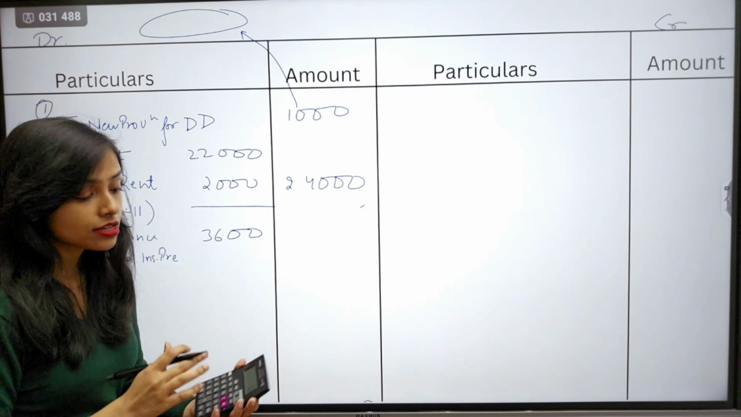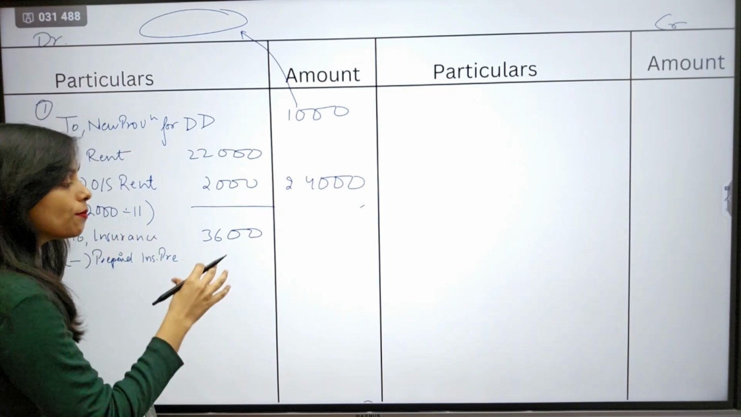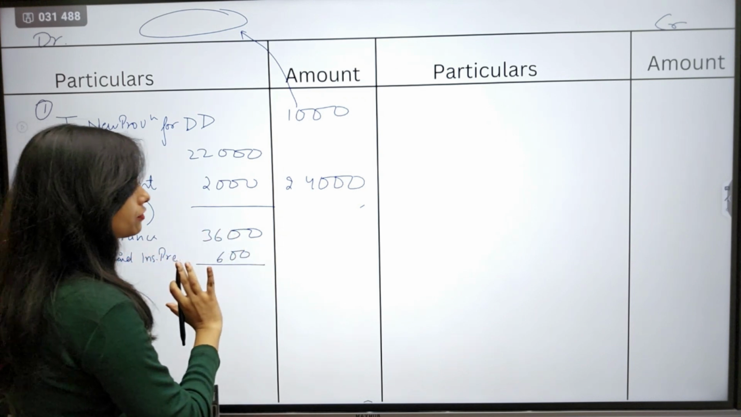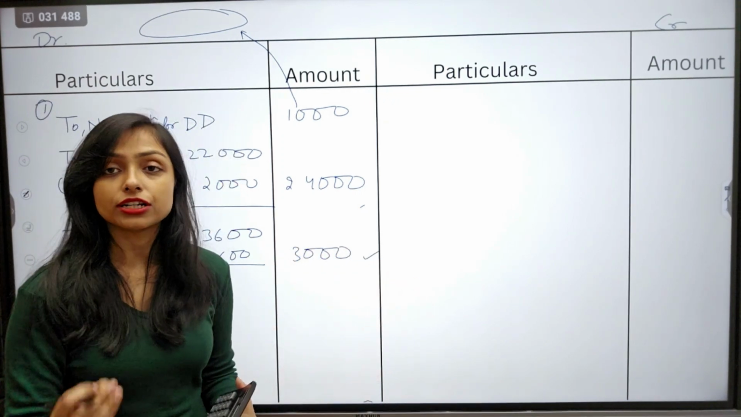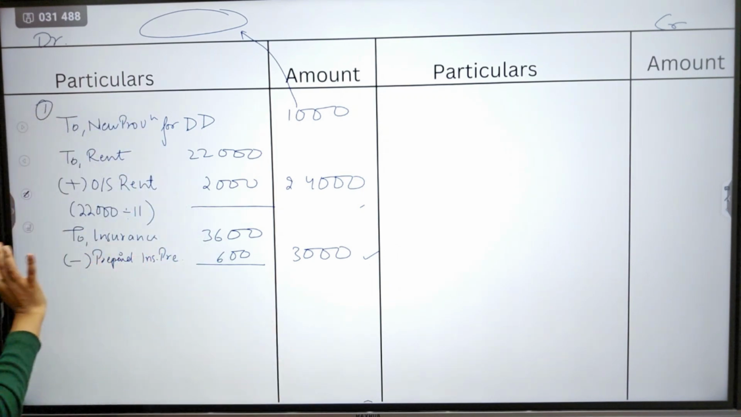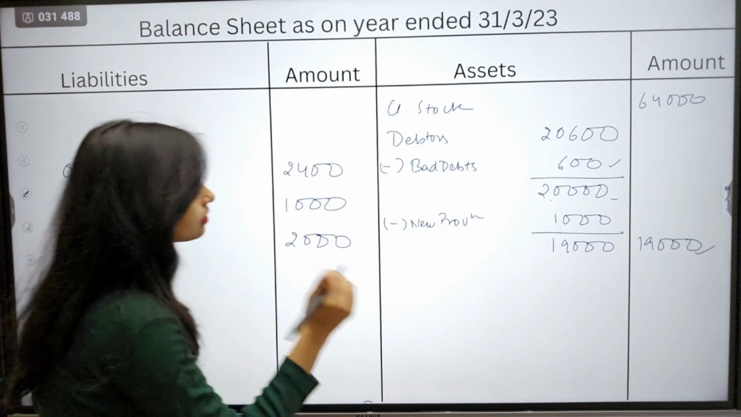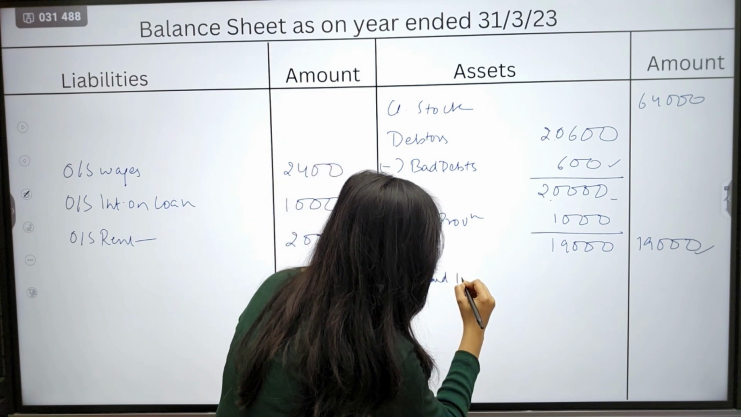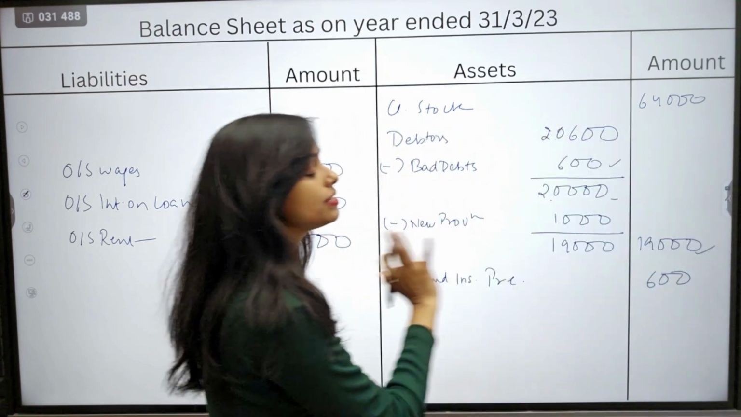3600 was for the whole year. You divide it by 12 and multiply it by 2. Then you will get that the 2 months insurance premium is 600 rupees. Okay? 3000 is the expense that belongs to this particular year. This is the actual amount. I hope you understood it. We have paid something, we have prepaid something, so this comes to us as an asset. So we are going to write prepaid insurance premium here as 600 rupees as an asset.